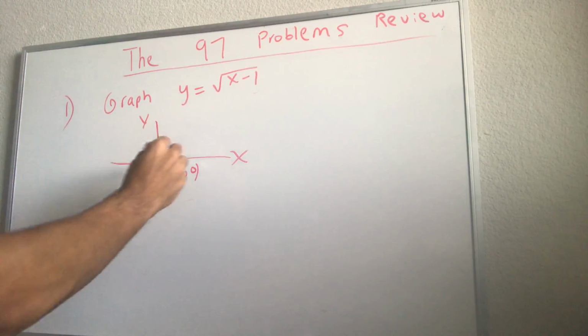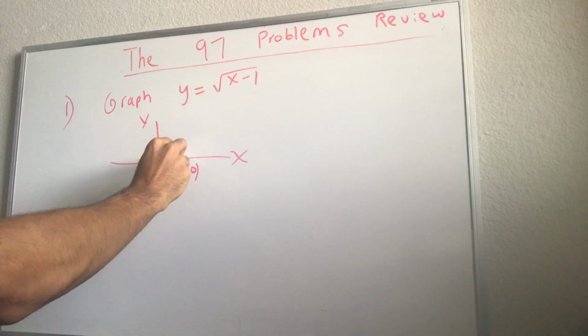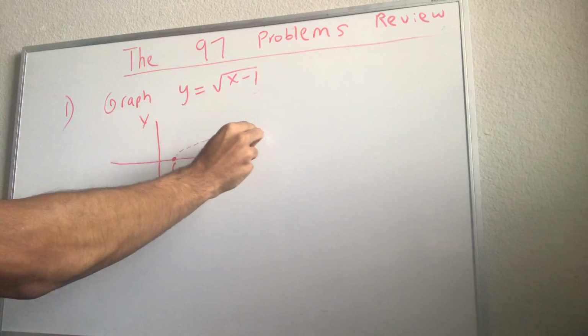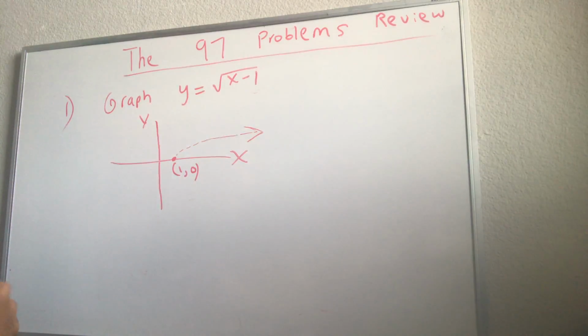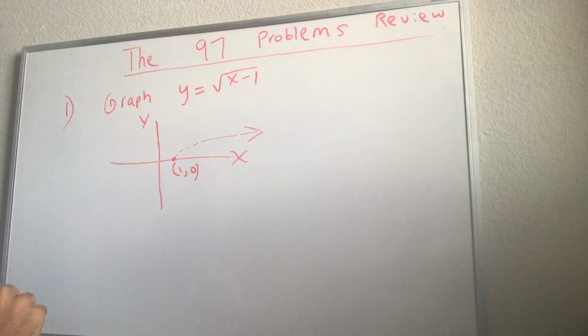And so you see that you don't even have to plot points. The sketch would just be something like that, because the rate at which the function is increasing is not as fast. It's increasing, but at a slower rate as x increases. So your graph looks something like this.